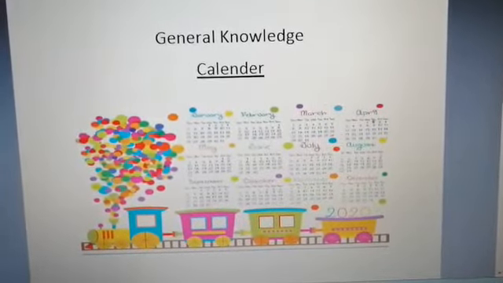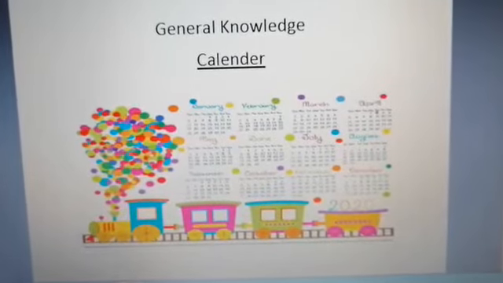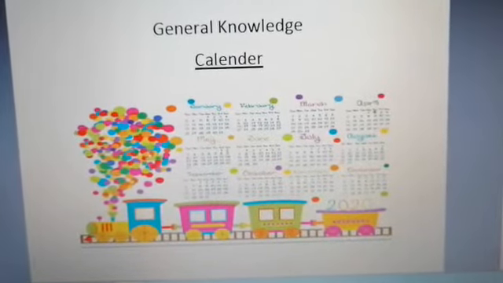Today the new topic of general knowledge is calendar. Have you seen a beautiful colorful train of calendar? Have you seen 12 months in calendar? Now let's start our question answers.